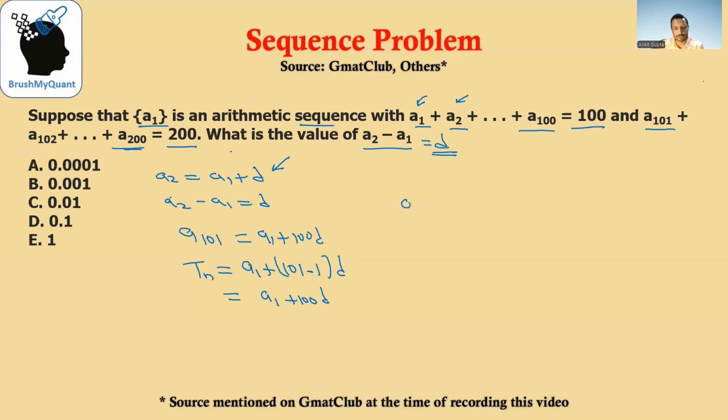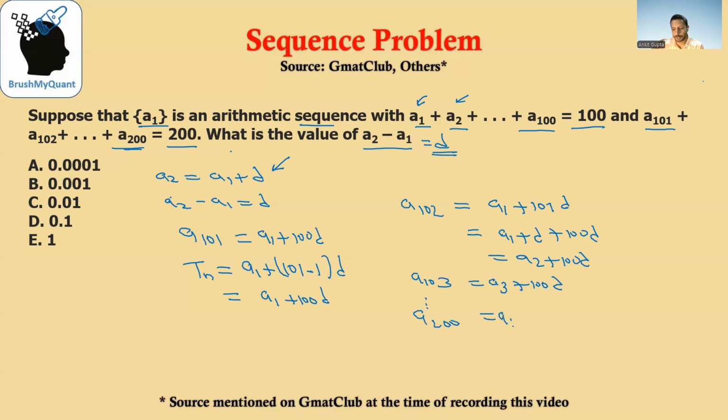Similarly, we can write A102 in terms of A1 as A1 plus 101D, or we can also write this as A1 plus D plus 100D, which is equal to A2 plus 100D. Similarly, we can write A103 as A3 plus 100D and so on. So we'll have A200 equal to A100 plus 100D.